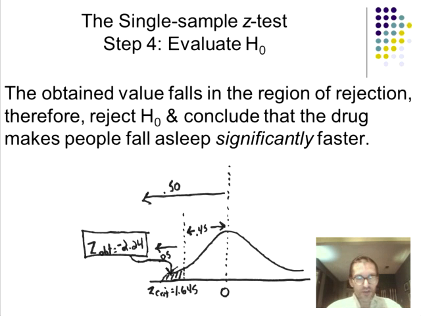And so in this case, we look at our obtained value of z of negative 2.24, and the z critical we had there of negative 1.645. We see that the obtained value is in fact in the region of rejection, so we reject the null. And perhaps far more importantly, we come to a conclusion. The drug makes people fall asleep significantly faster.